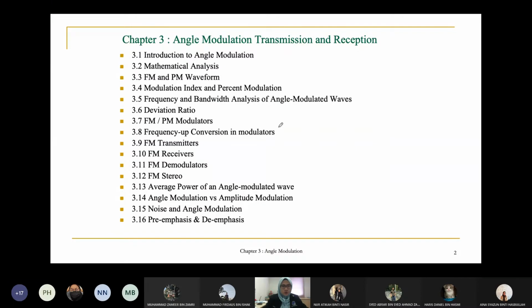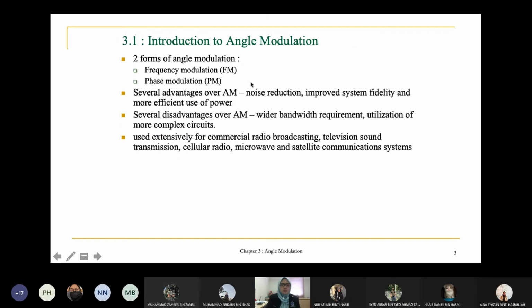Basically today we will cover until chapter 3 part 1. Chapter 3 part 1 is until 3.4, modulation index and percent modulation. Chapter 3 we will cover in 3 parts: part 1, part 2 and also part 3. Now let's directly look into what is exactly angle modulation.